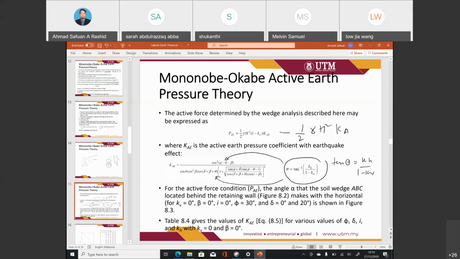For the active force condition, PAE, the angle alpha that the soil wedge ABC located behind the retaining wall makes with the horizontal is shown in figure 8.3. Table 8.4 gives the value of KAE for various phi, delta, and KH. So this is a simplified method to get the value of KAE. The best is to use the equation, but if you want to use the simplified method, you may refer to the table on the next page.